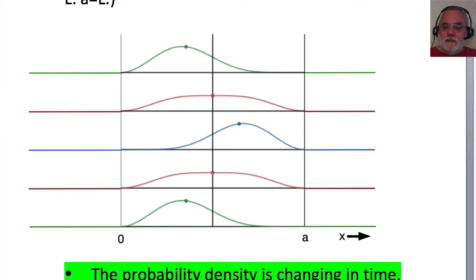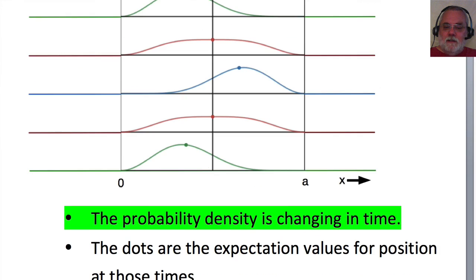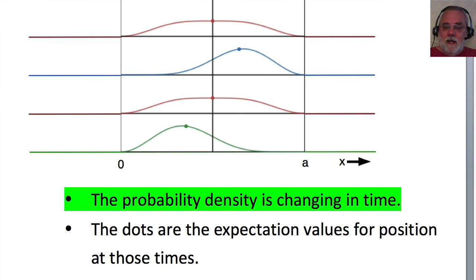So the probability density is changing in time. The dots are the expectation values for position at those times. In this case, there are no nodes in the probability distribution, no points within the box where there is 0 probability density for the particle being located at that point. But that's just an accident of the particular superposition I took. Typically, superposition states could have nodes within the box at different times.